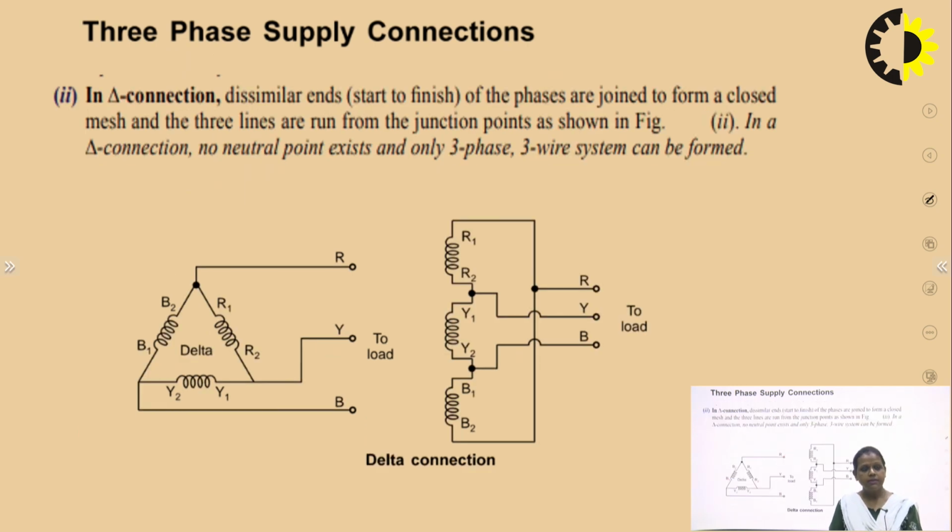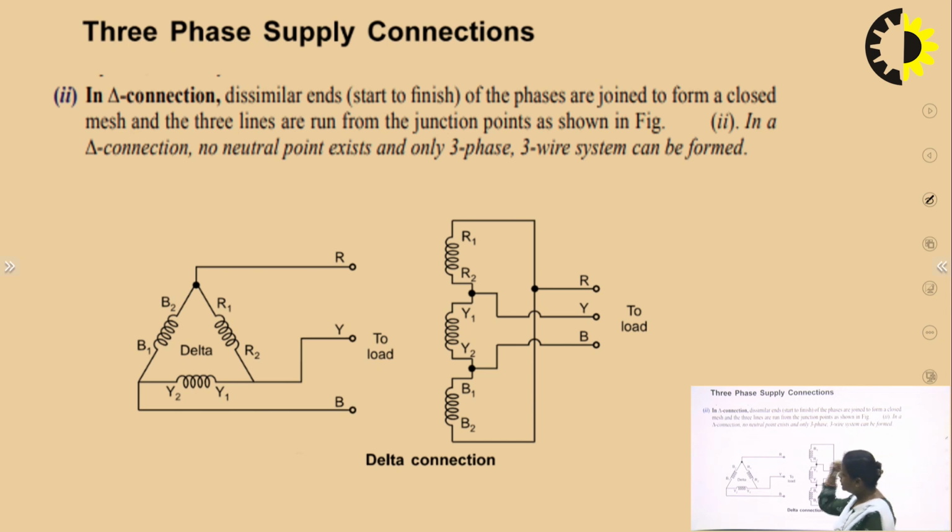Now the next is the delta connection. In delta connection, dissimilar ends of the phases are joined to form a closed mesh and the three lines are run from the junction points, as you can see in the figure. So in a delta connection, no neutral point exists and this is only a three phase 3 wire system.